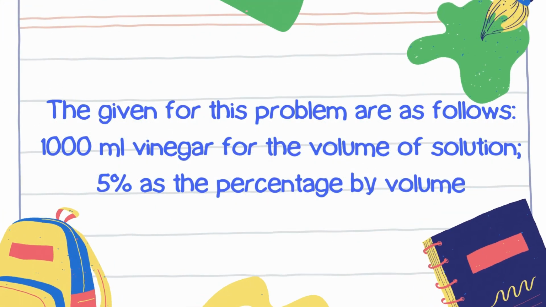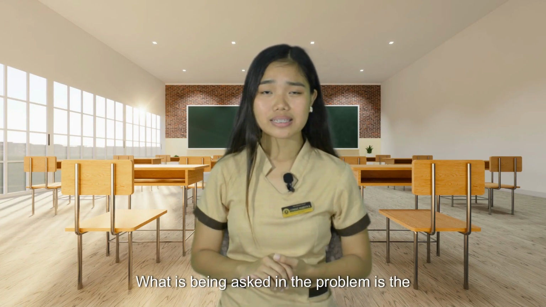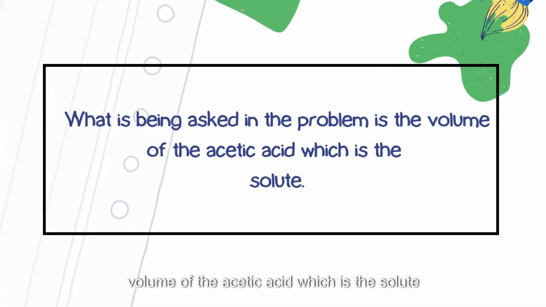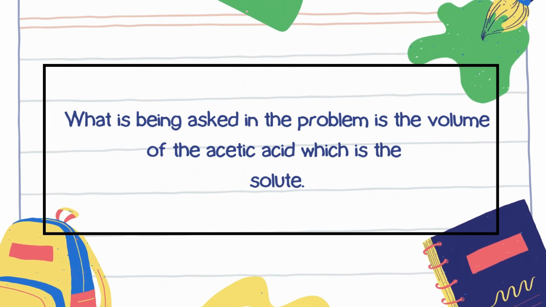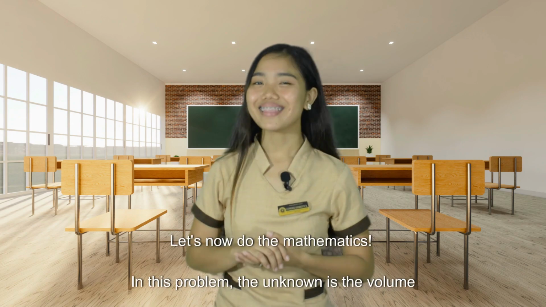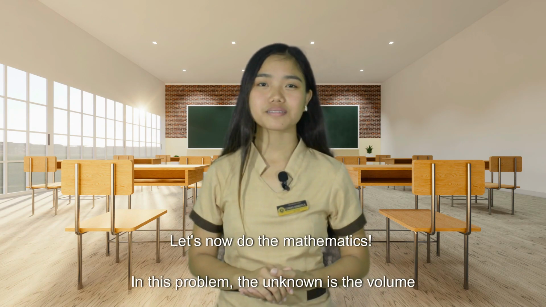The givens for this problem are as follows. 1000 ml vinegar for the volume of solution, 5% as the percentage by volume. What is being asked in the problem is the volume of the acetic acid, which is the solute. Let's now do the mathematics.